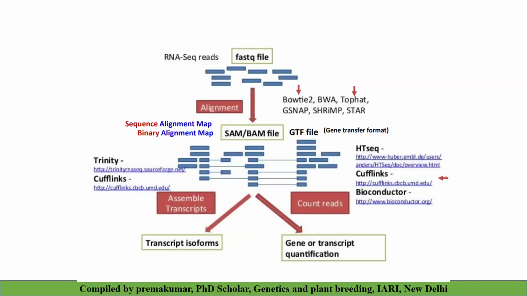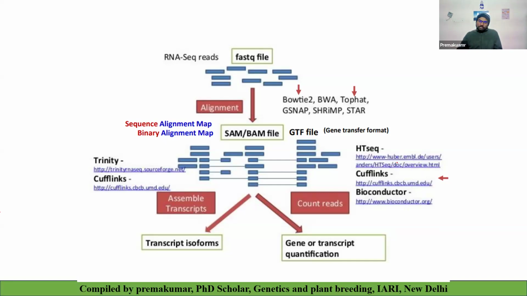FastQ file or SAM file? First you will get a SAM file after mapping. Then you have to convert the SAM file into a BAM file. After the BAM file, you will get the count matrix file, the read counts file.